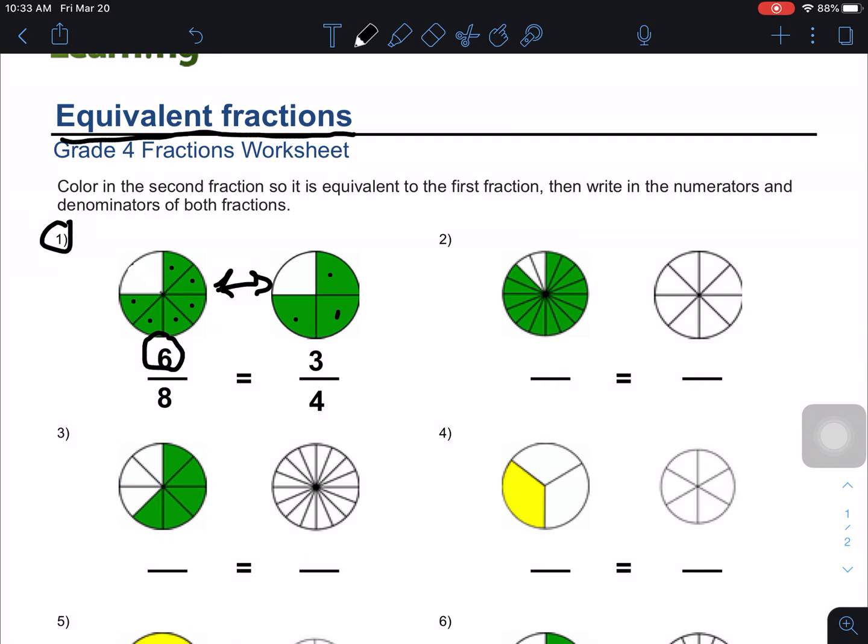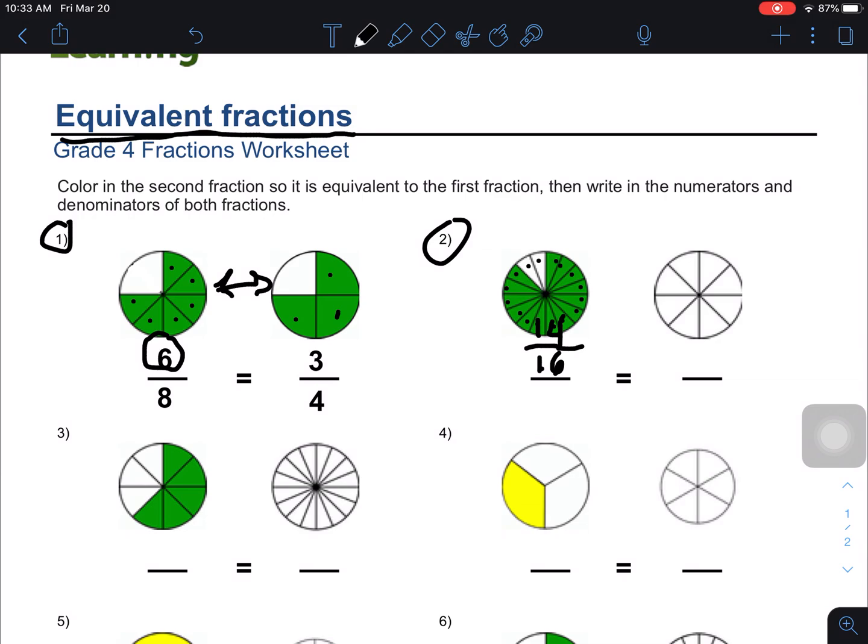So let's go over to number 2 here. As you can see, we have 1, 2, 3, 4, 5, 6, 7, 8, 9, 10, 11, 12, 13, 14, 15, 16. And we have 14 of those that are shaded in. So we have 14/16ths.